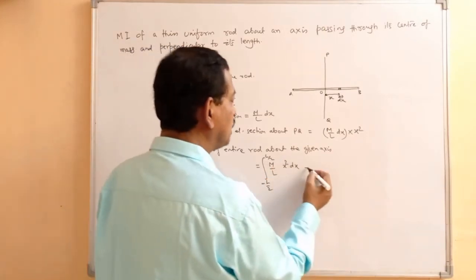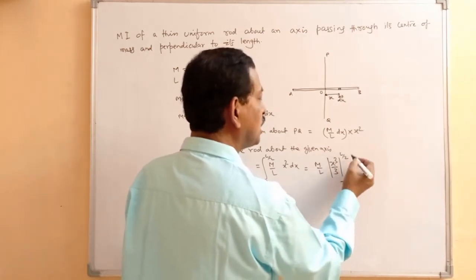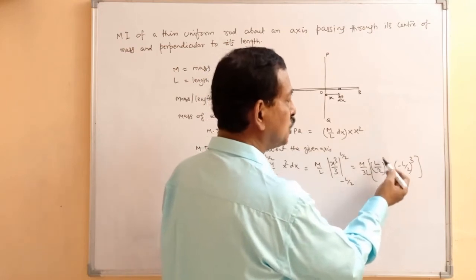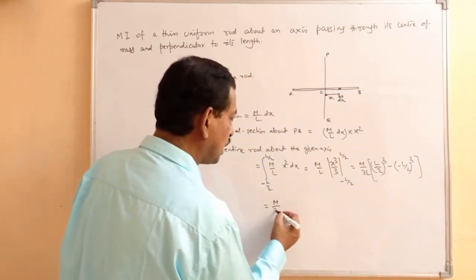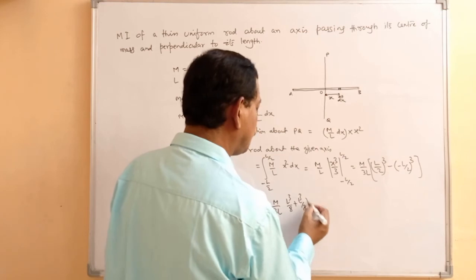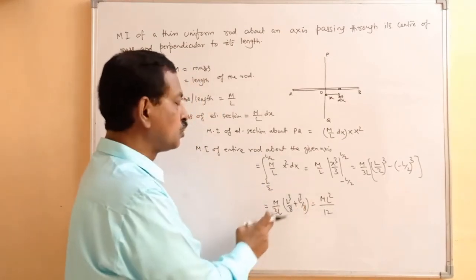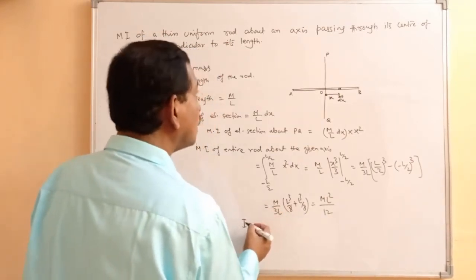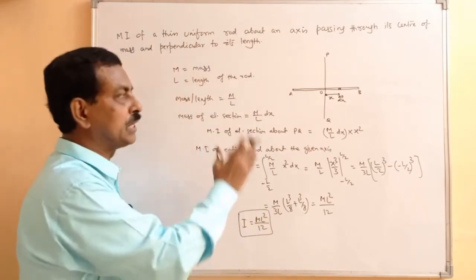So this will be equal to M by L into x cube by 3, with limits minus L by 2 to plus L by 2. So this is M by 3L, and for x I put L by 2 as the upper limit, L by 2 whole cube, minus minus L by 2 whole cube as the lower limit. If you simplify, it is M by 3L into L cube by 8 plus L cube by 8, and this is ML square by 12, because it will be L cube by 4. One L gets cancelled, so you get ML square by 12. This is the moment of inertia of the thin uniform rod about an axis passing through its center of mass and perpendicular to its length.